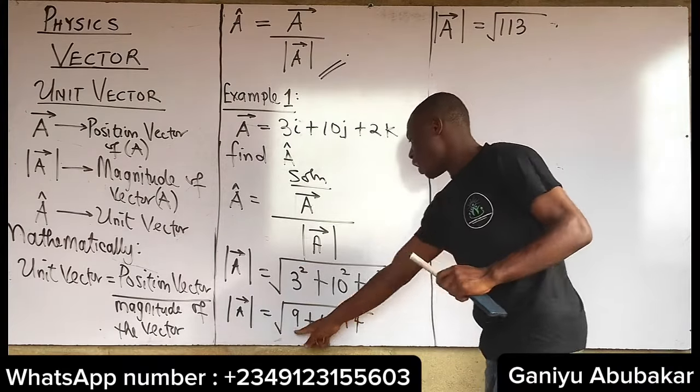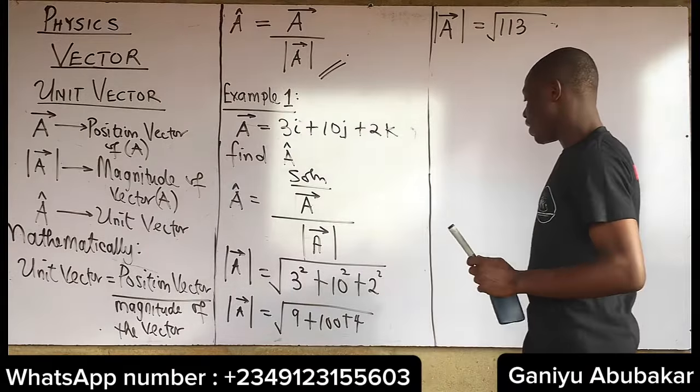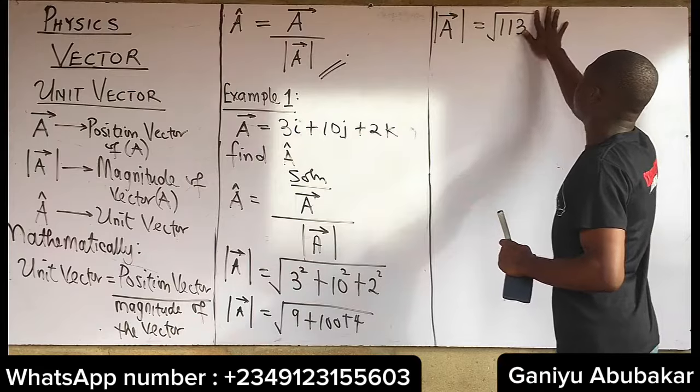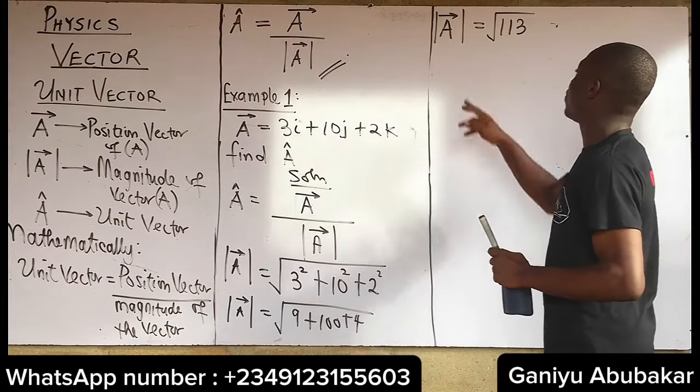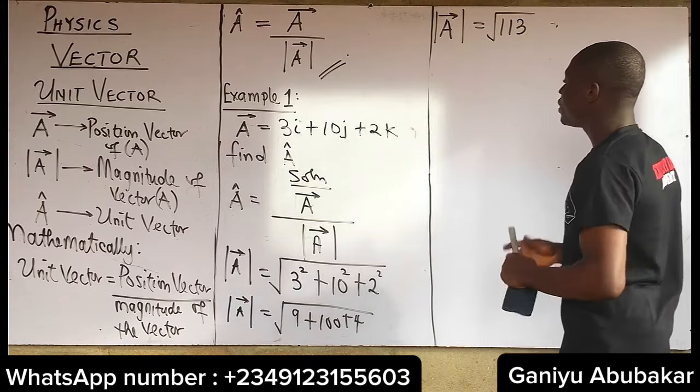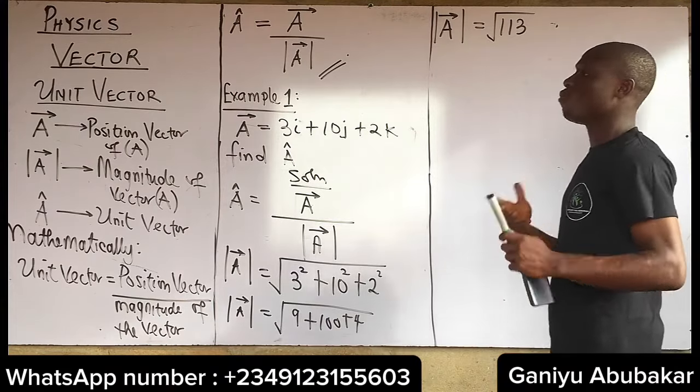Right? 9 plus 4 will give 13. 10 plus 100 will give 113. So it means that the modulus of vector A is this, right? So it's not quite simple for me to look for now.